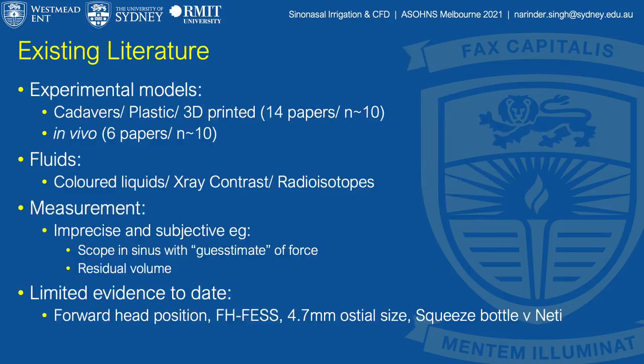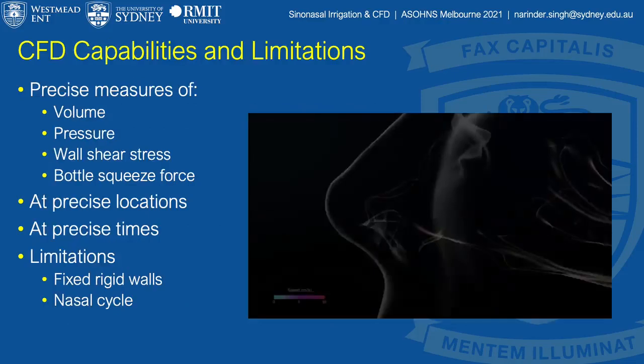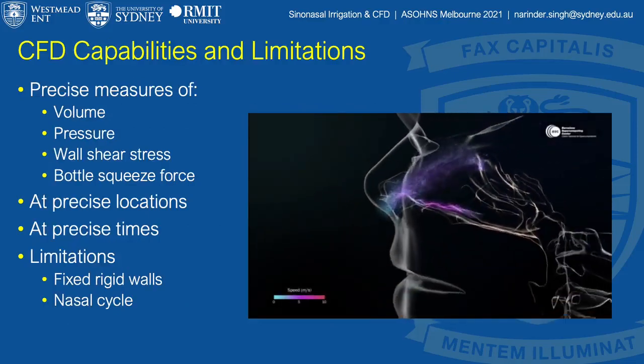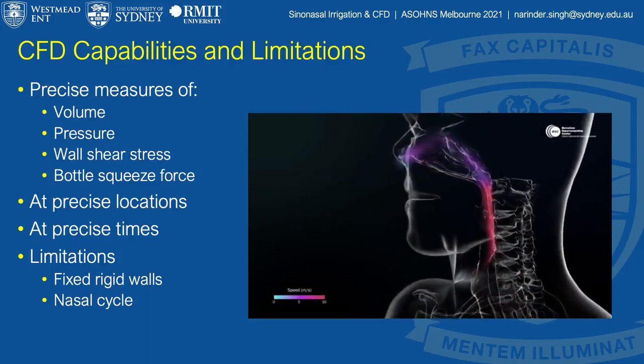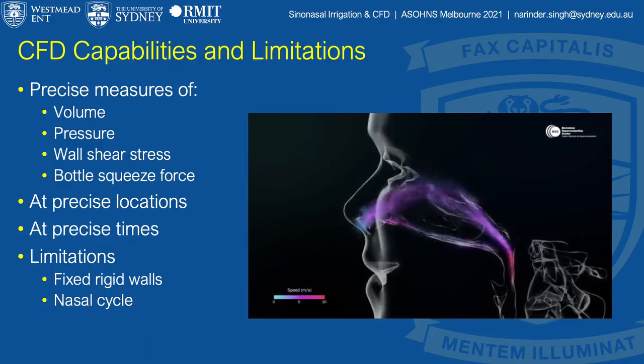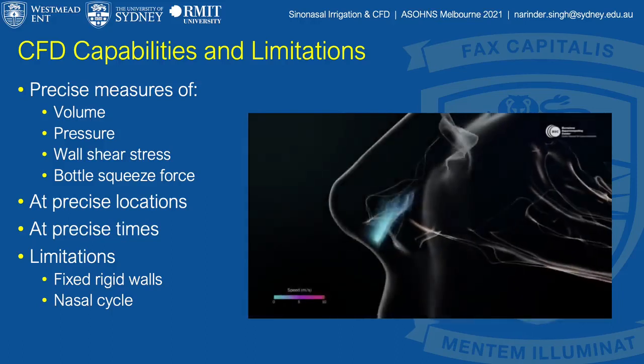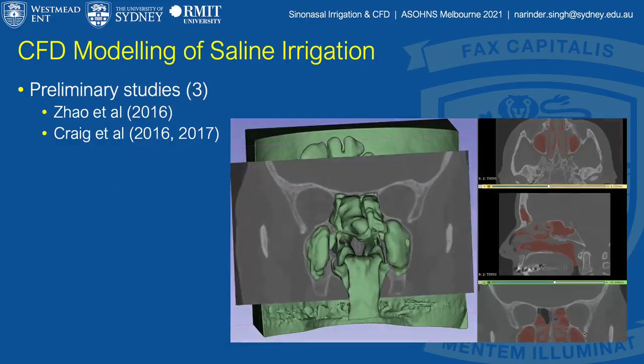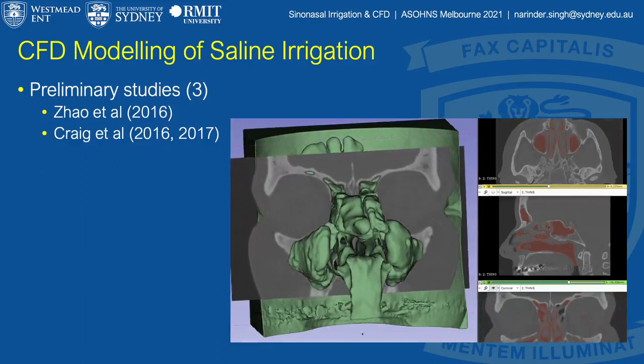Unfortunately, the existing literature on saline irrigation consists of only a handful of small trials using subjective methods to estimate the force of irrigation. The limited evidence to date suggests that forward head position, extensive surgery, and squeeze bottle use gives the best irrigation results. By contrast, CFD provides accurate, quantifiable measures of critical factors at precise locations and specific times down to fractions of a millisecond. There have been a few published papers using CFD to assess sphenoid irrigation.